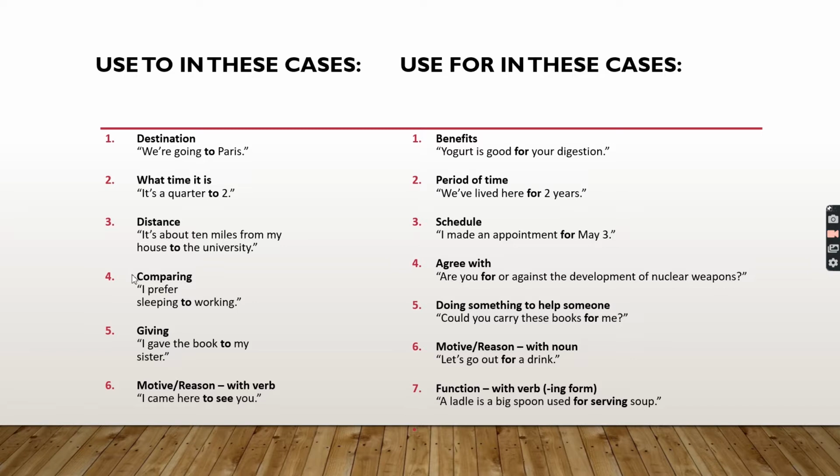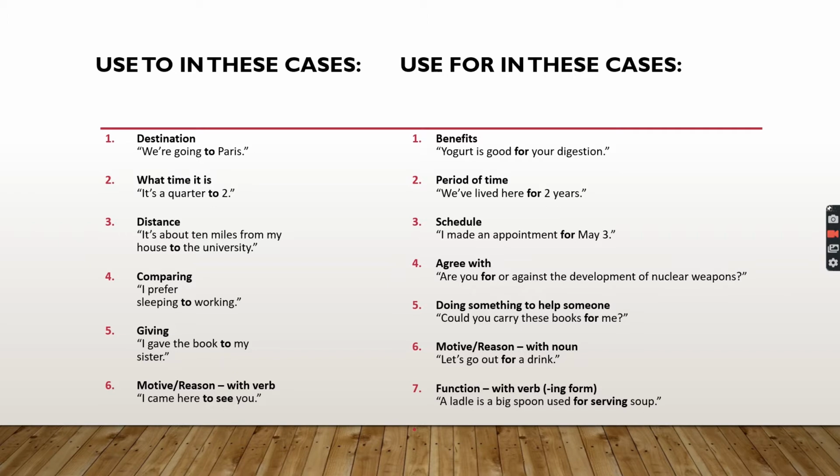Then we have comparing. So when you're comparing two things, I prefer sleeping to working. How many of you actually prefer that? I'm sure there are loads. I prefer sleeping to working. So when you're talking about preference, you have to use your preposition to. The next one is giving. When you're talking about giving something to someone. So I gave the book to my sister.